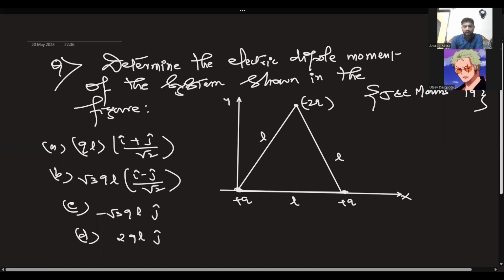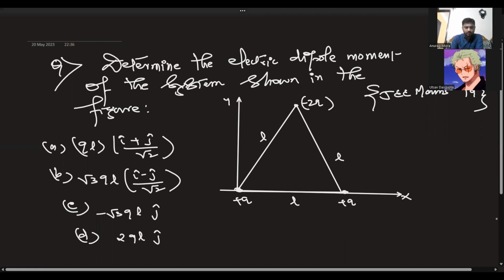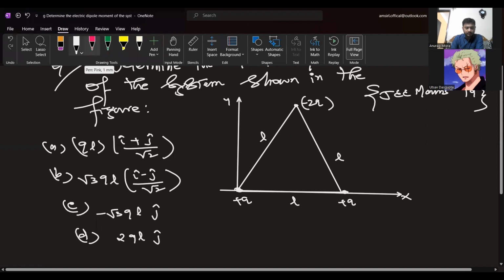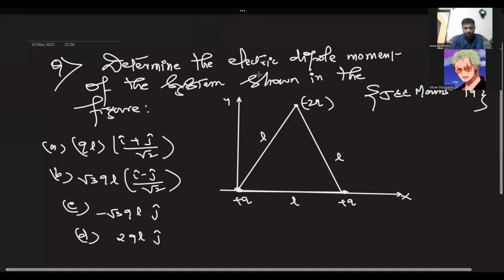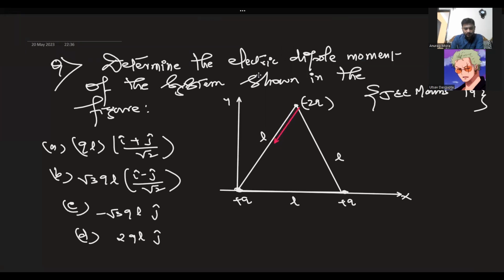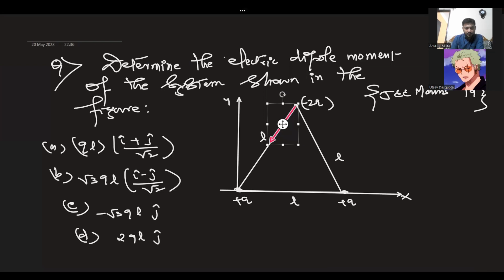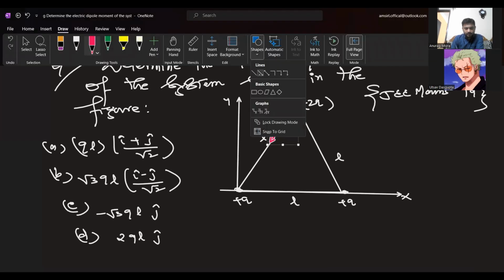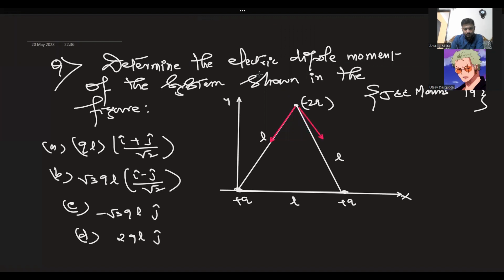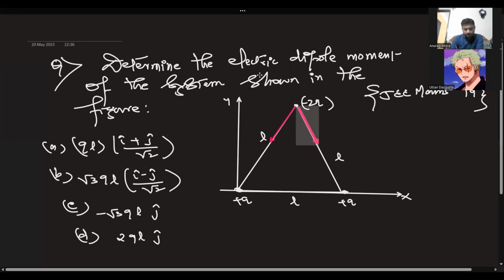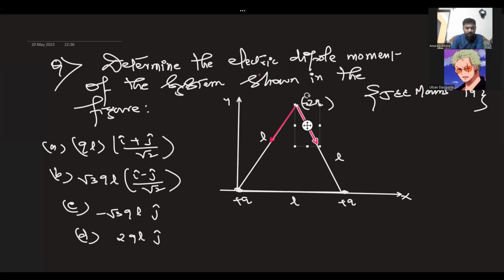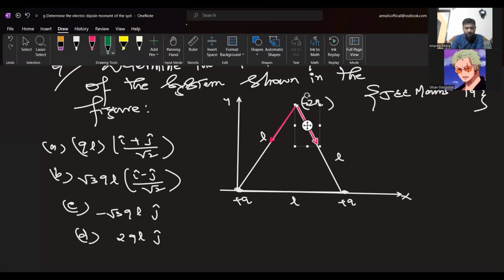We just saw that in this situation the dipole moment will be in which direction? We know that in this particular situation there will be two dipoles, right? One will be this side, one will be other side, and the resultant dipole moment will be like this along the angle bisector. Yes or no?